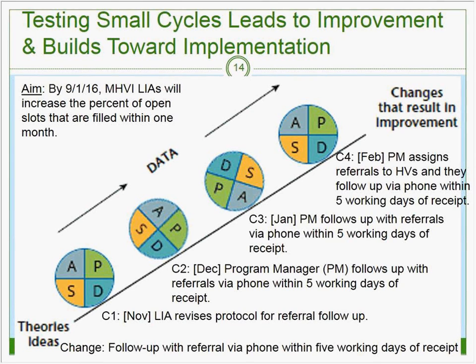After that, the team thought, we have enough information to tweak this further and add another change to this. And you can see that in cycle 4, that happened in the month of February, the program manager assigns referrals to home visitors, and they follow up by phone within 5 working days of receipt. So I hope that this is an example and sets the foundation of seeing how small changes done throughout the course of a learning collaborative can really add onto each other and can eventually result in an improvement in the outcomes that we're looking for.